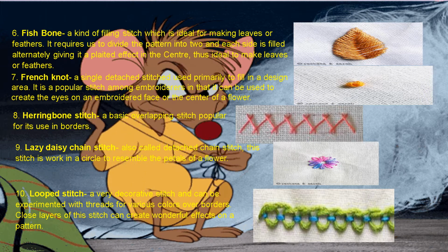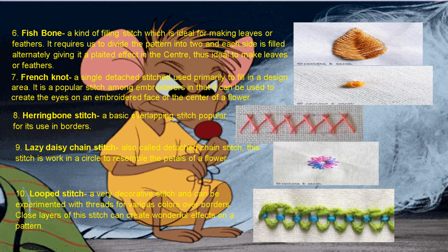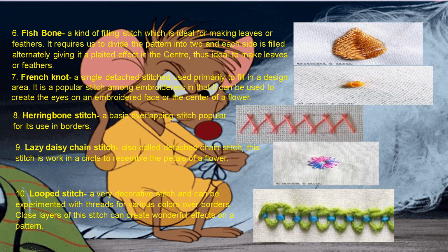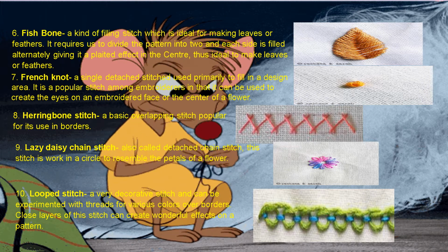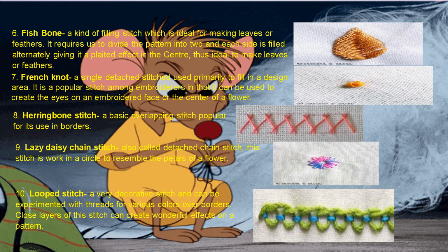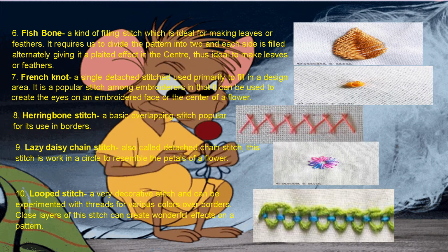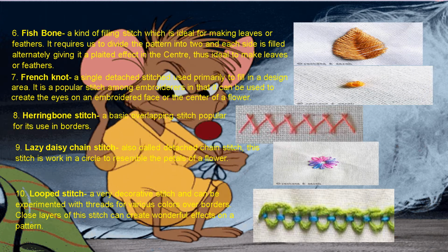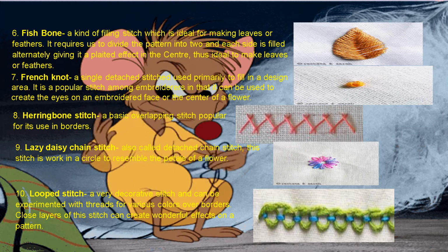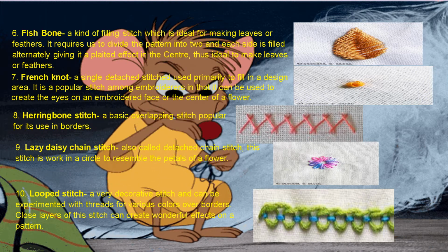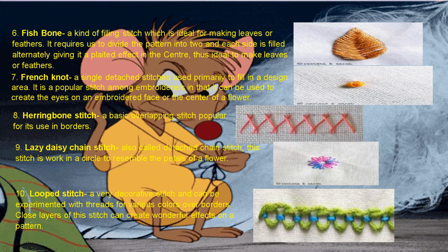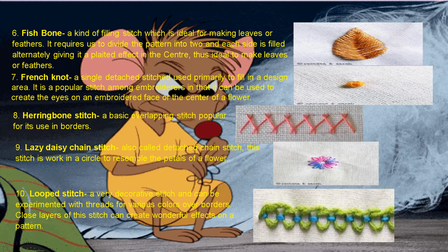Number 7. French knot. A single detached stitch used primarily to fill in a design area. It is a popular stitch among embroiderers in that it can be used to create the eyes on an embroidered face or the center of a flower. Number 8. Herringbone stitch, a basic overlapping stitch popular for its use in borders.